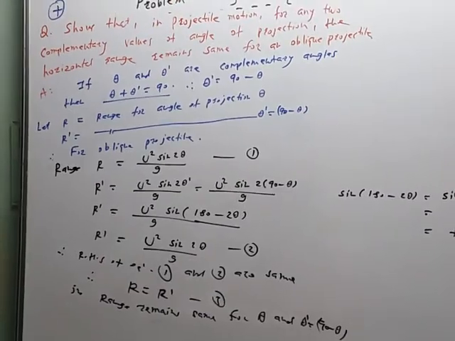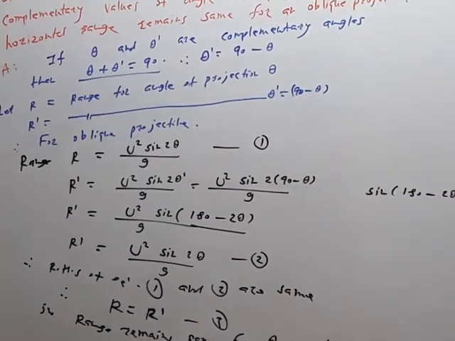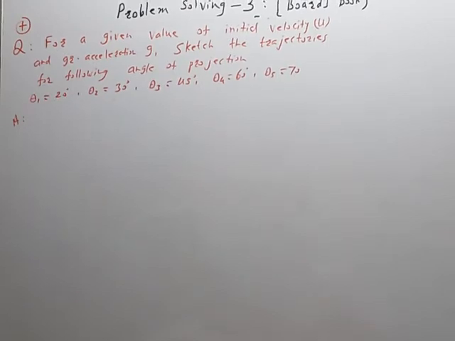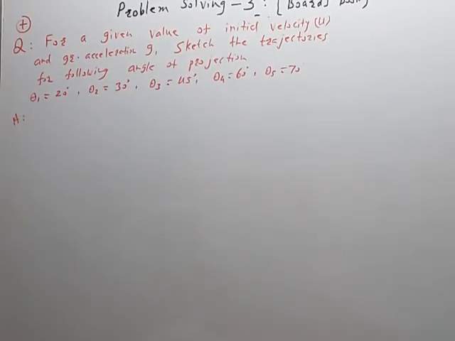Now, using this property, some problems are not given in our board books, but they are asked in MCQ books. So this is the next problem, an extra problem, not from the board book. For a given value of initial velocity u and gravitational acceleration g, sketch the trajectories for the following angles of projection: theta 1 is equal to 20 degrees, 30 degrees, 45 degrees, 60 degrees, 70 degrees.